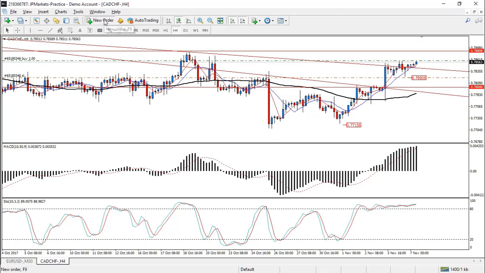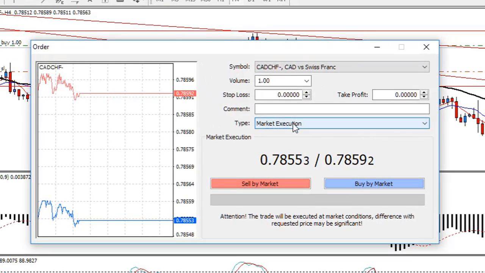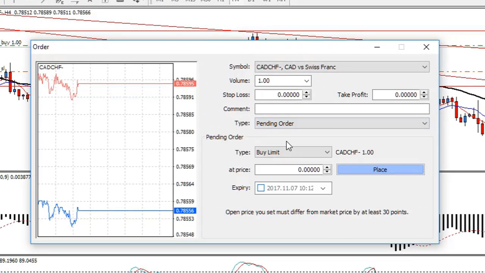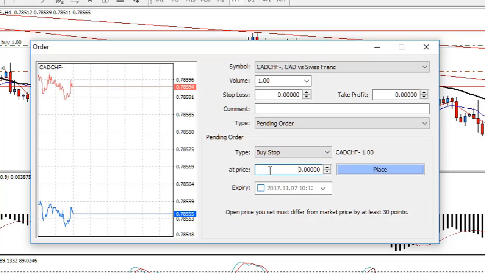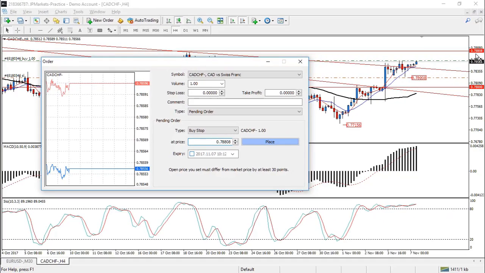I'm going to go to new order. I'm going to change my market type to pending order. This is a buy stop, and I'm going to enter the price, that level that we set the horizontal there, and I'm going to have the same stop loss that I had at this level, because one lot is a lot of money to put in and we don't want to lose it all. And I'm going to leave the take profit out, and it's in place.